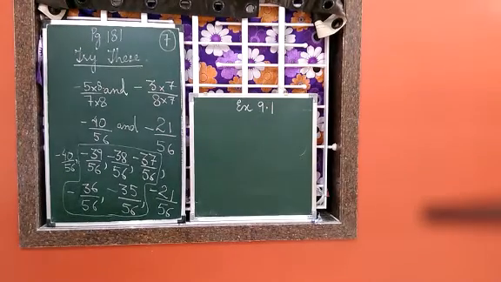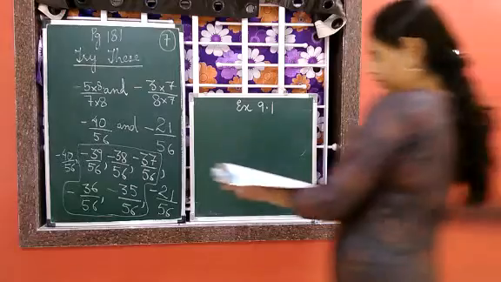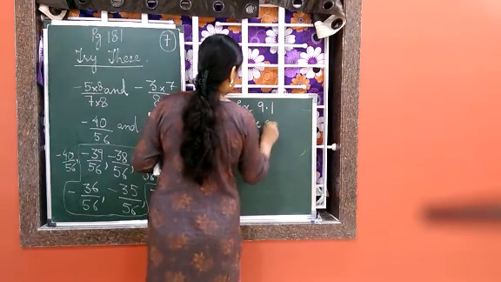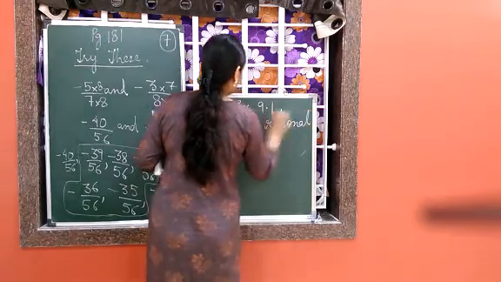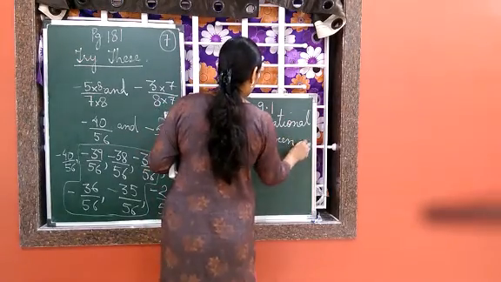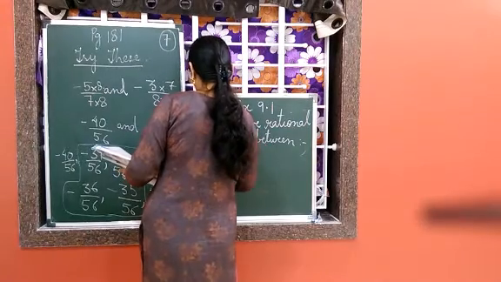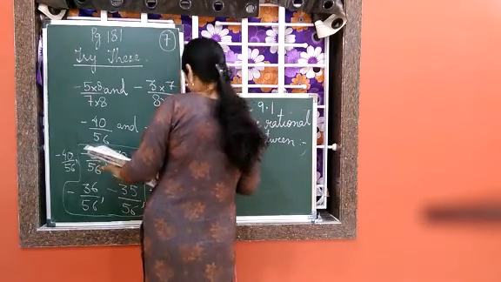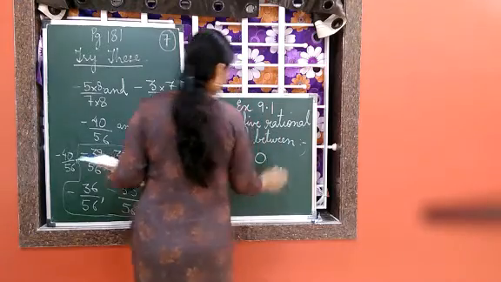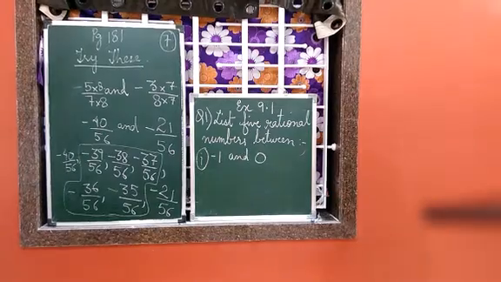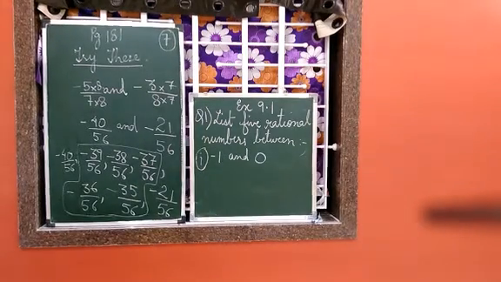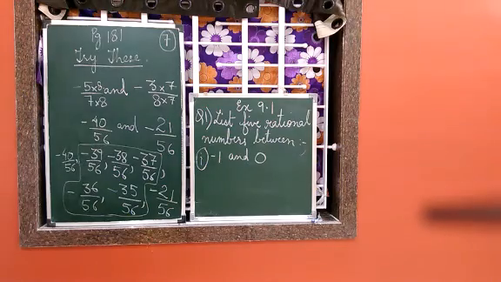Question number 1. List 5 rational numbers between. So question number 1. I am writing question number 1. So this is the question. So we have to list 5 rational numbers between -1 and 0. But children, they are not rational numbers.